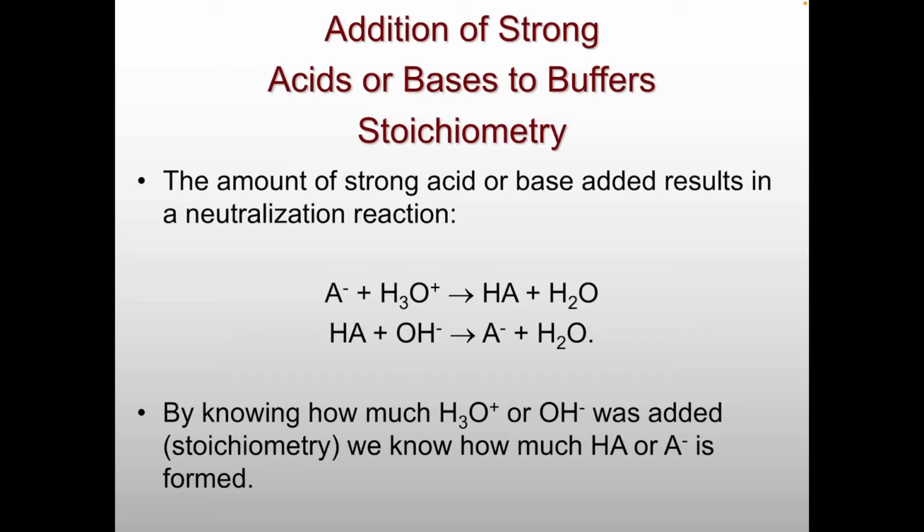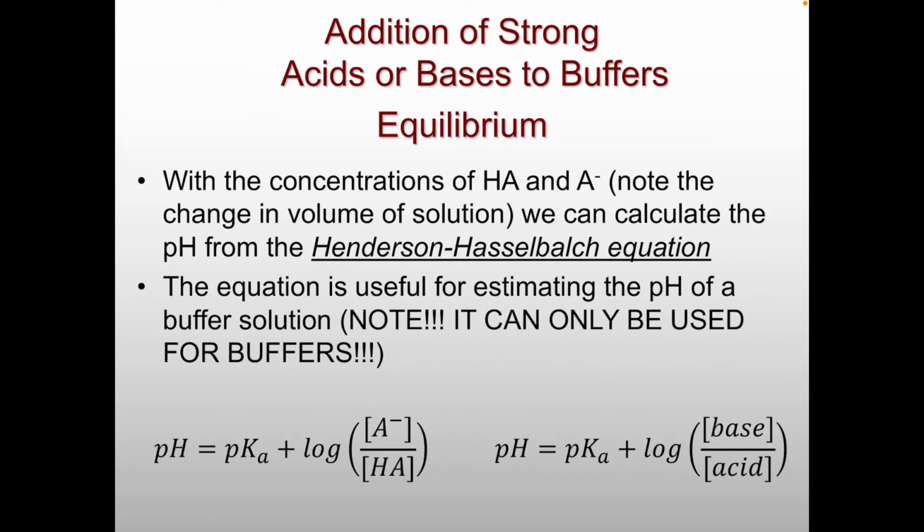All right, so when we add a strong acid or a strong base to our buffer, this is going to be a neutralization reaction. So we're going to use these single-headed arrows for this. If we are adding acid, then we'll write it this way. If we are adding base, then we will write it this way. But by knowing how much acid or base we add, we can figure out how much of our weak acid or our conjugate base is formed, and we can figure out our buffer.